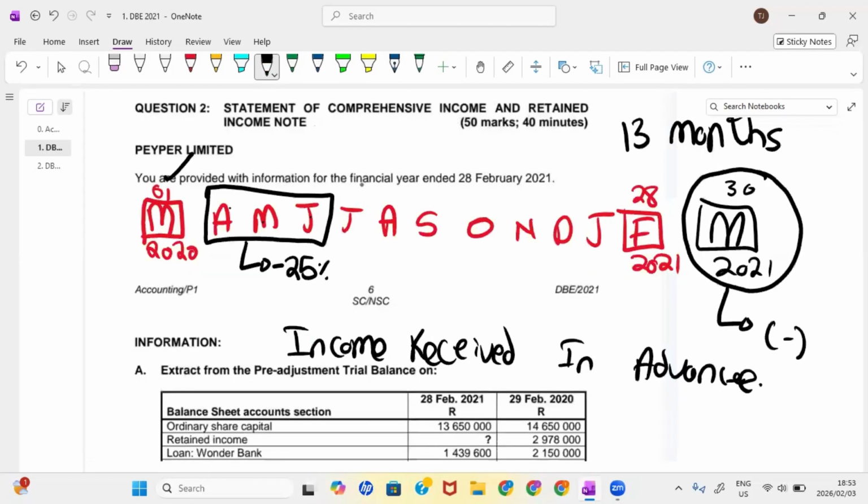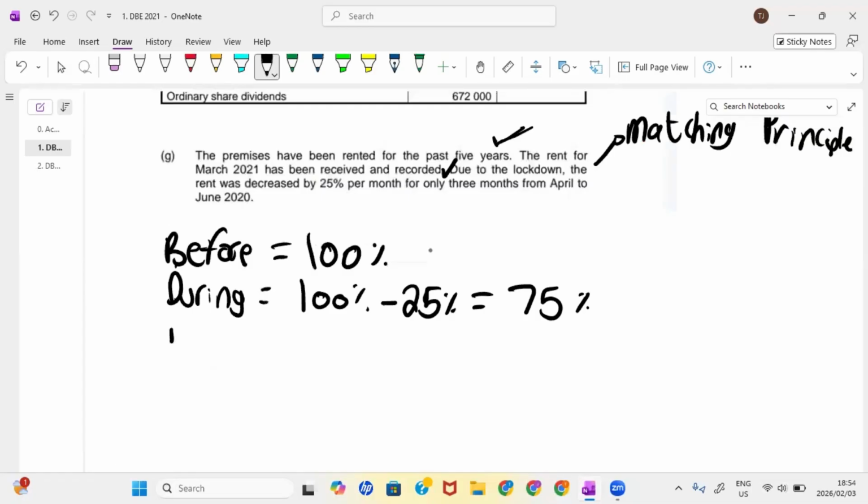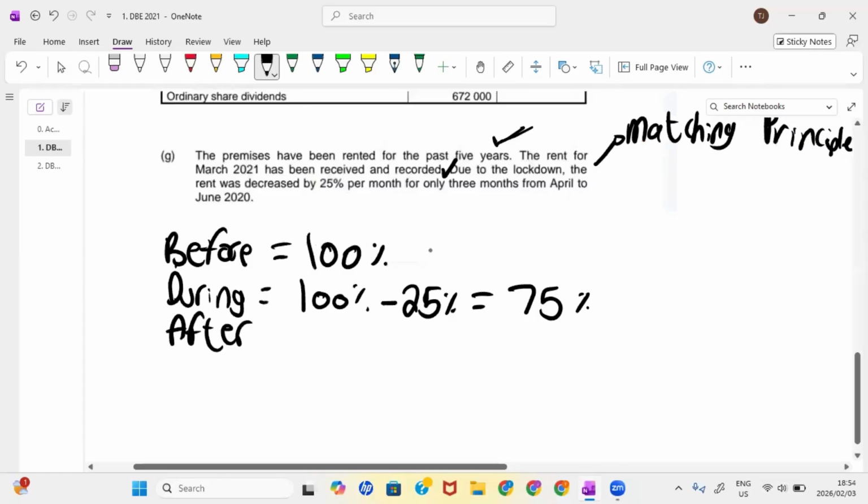And then after, obviously, it means that we went back to receiving 100% again. Do you see that? Because it's only here we were receiving 100%, and then for these 3 months we are receiving the 75%. So obviously, from after, we are back to 100%, né? Because it was just for these 3 months due to the lockdown. So I'll just write it here. After the decrease, we were back to 100%, because we only did a decrease for 3 months.